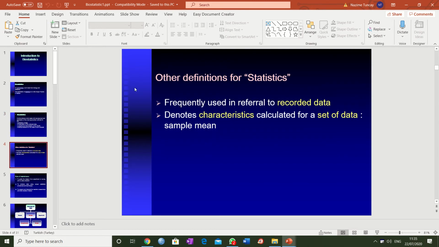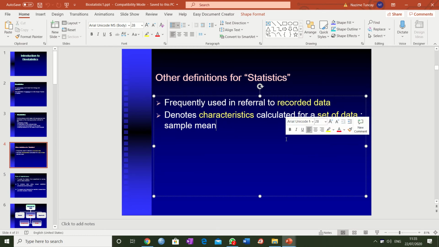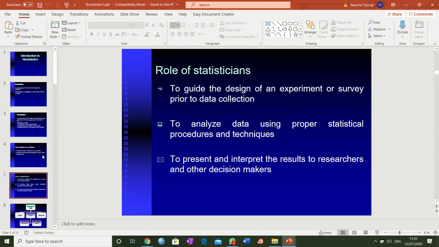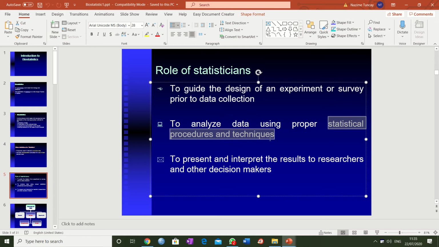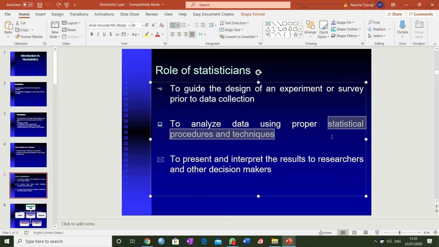Okay, so we are using frequencies. So recorded data. Recording data is another important thing, and we have sample data in our surveys. There are lots of statistical procedures and techniques, but the most important thing is choosing the right statistics. That's why we need these courses.